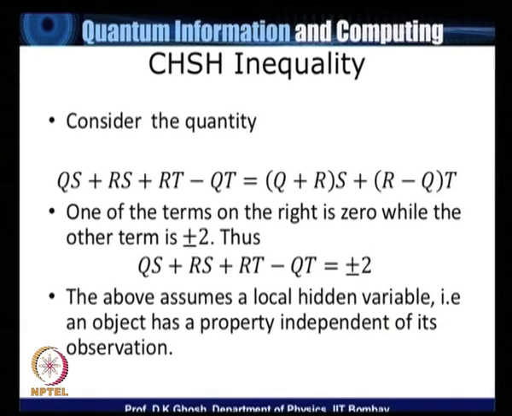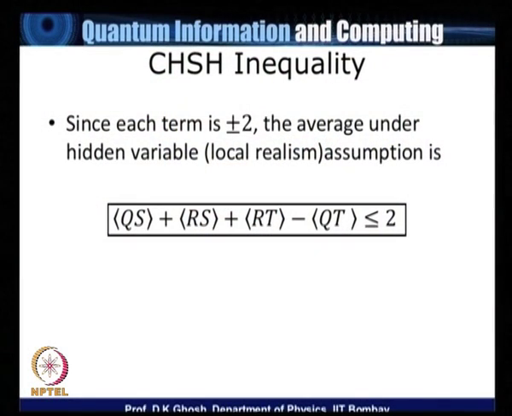Okay? And so, what we have said is that this is what would happen if there are local hidden variables, if an object has a property independent of its observation. Because when we say, I gave you that classical example of color, fabric prices, quality of fabric and all that, these are essentially classically fixed quantities, that is, the property is independent of the observation. Only during observation I know what it is.